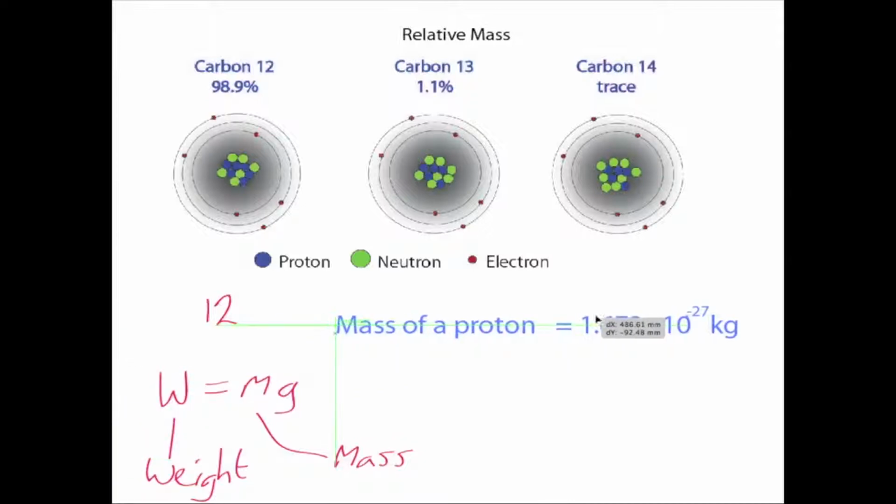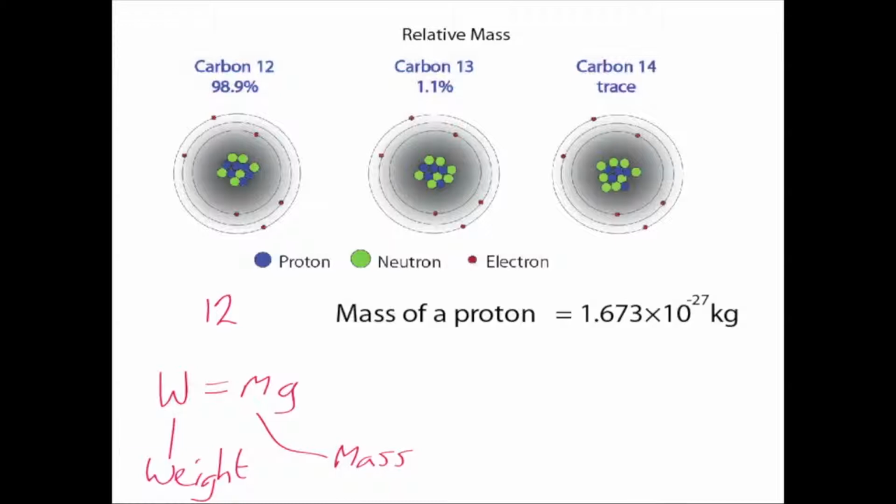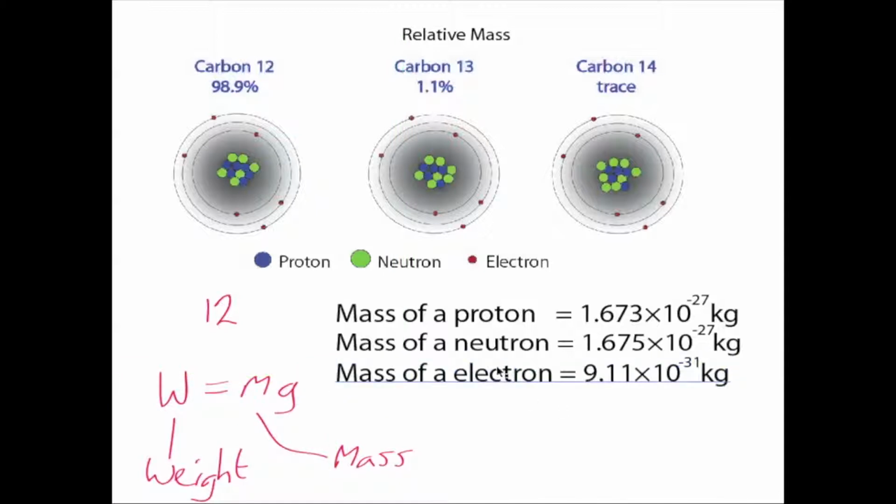Now if you took one atom of carbon, you'd have 6 protons, 6 neutrons, and 6 electrons. You'd have to weigh them all together. See, I use the term weigh there. You have to work out the mass, which you could do by weighing, and if you knew the gravitational field strength, you'd be able to come up with a number, and that number would be incredibly small. It'd be about 10 times 10 to the minus 27 kilograms, and that's really tiny.